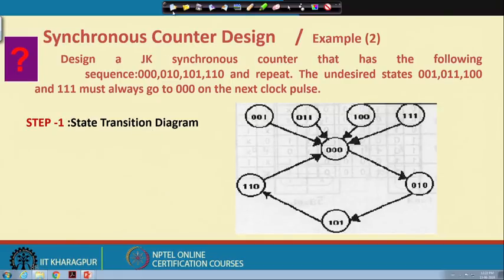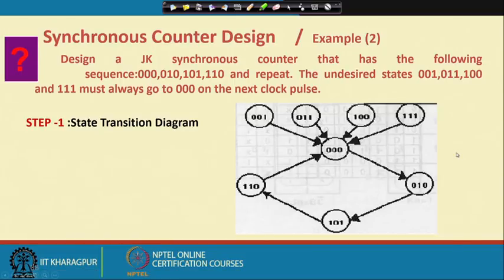Now, in this particular case, we have to design this particular sequence: 0 0 0 followed by 0 1 0, 1 0 1 and 1 1 0 and repeat. The undesired states 0 0 1, 0 1 1, 1 0 0 and 1 1 1 must always go to 0 0 0 on the next clock pulse. So, that is expected; it will go to 0 0 0 in the next clock pulse.